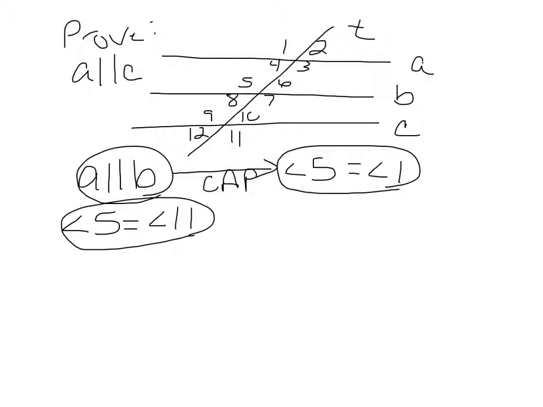Now I have two bubbles. 5 is in both of those bubbles, so I'm going to use substitution. Write angle 1 on a sticky note, put it where angle 5 is in the other bubble, and end up with angle 1 is equal to angle 11.